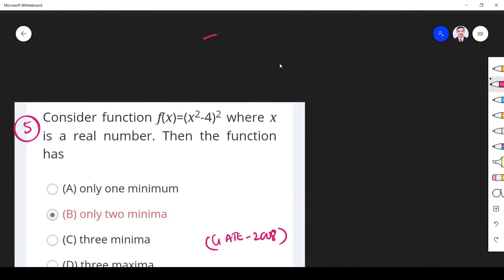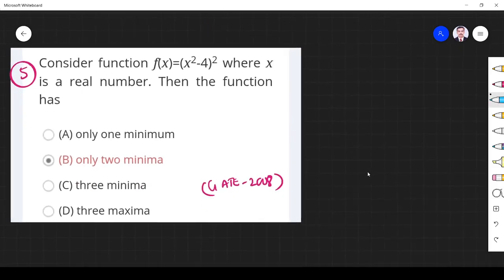Consider the function (x squared minus 4) whole squared, where x is a real number. Here they don't talk about any interval, so we have to find the local maxima or local minima. If an interval is given, we have to follow the procedure of problem number 2 and 3. So it is local maxima or minima.